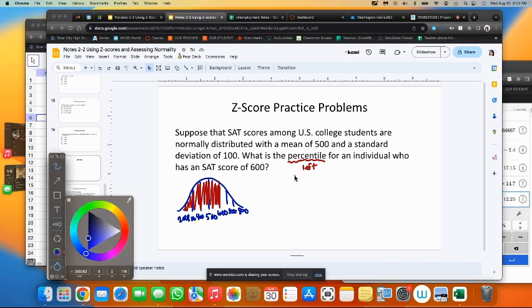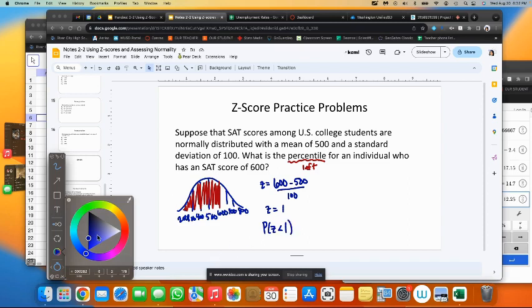So now we're going to go ahead and do our z-score calculation. Well, I already know it's one standard deviation, but for the z-score calculation, we take our data value, which is 600, minus our mean, which is 500, divided by my standard deviation, which is 100. So that gives me a z-score of 1. So I know that this individual is 1 standard deviation above the mean, but since we're asking for percentile, we want to figure out that area to the left. So using our notation, it's basically the probability that z is less than 1.